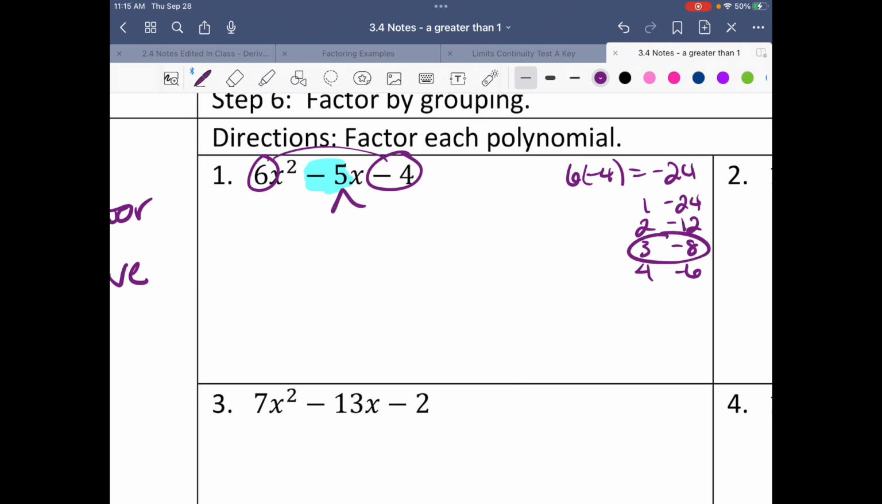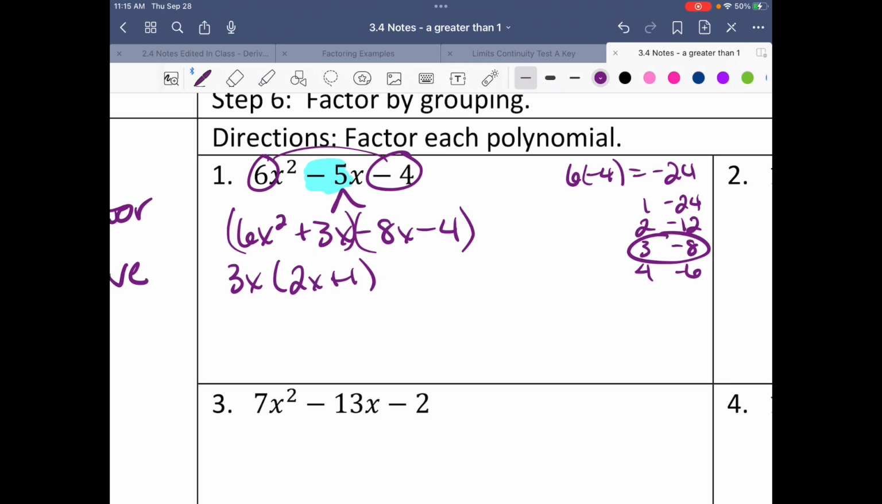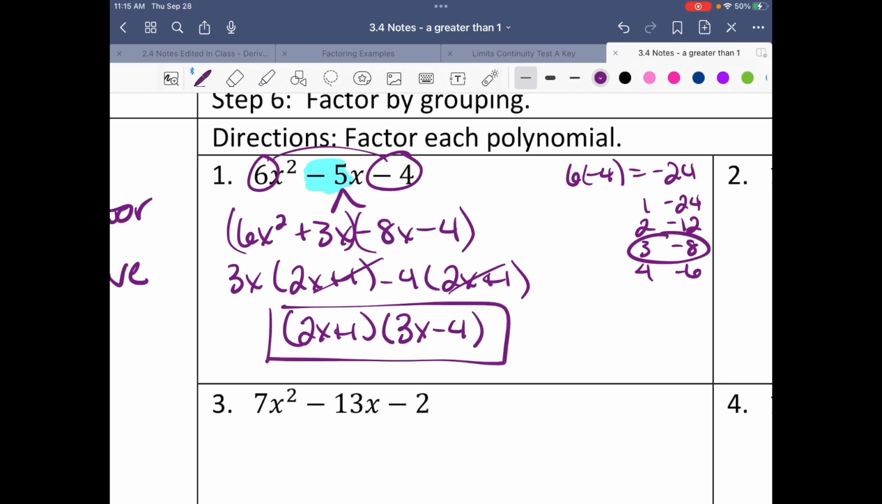All right, so find a factor pair that adds together to be negative 5, and that's going to be 3 and negative 8. We break it up: positive 3x, negative 8x. Group the first two and last two. GCF of the first group is 3x. GCF of the second group is negative 4. Common binomial, 2x plus 1. And then what's left is your other factor.